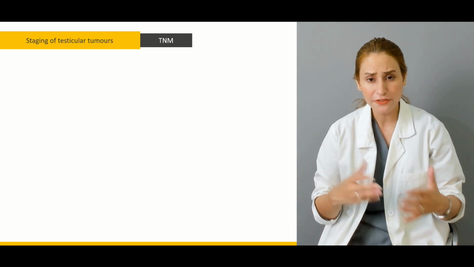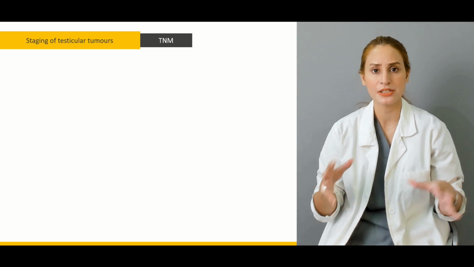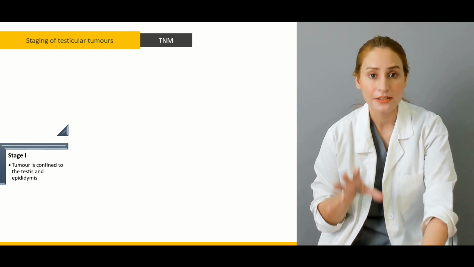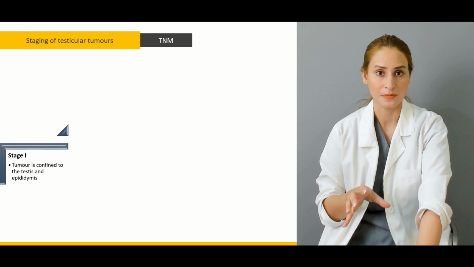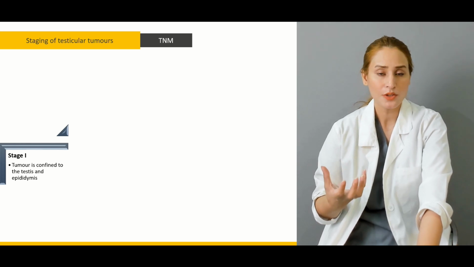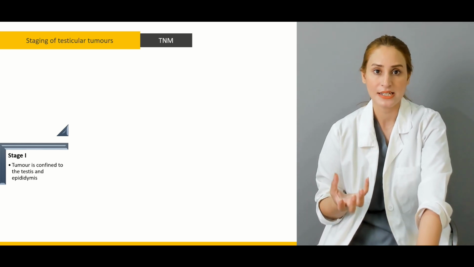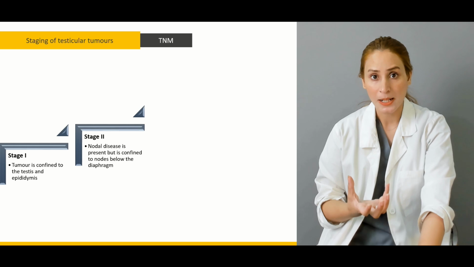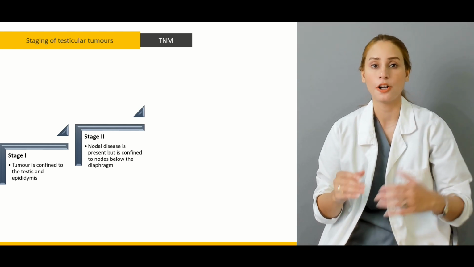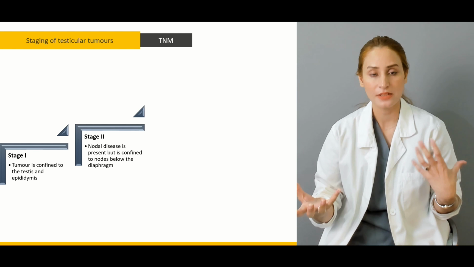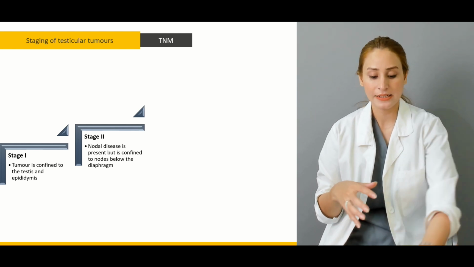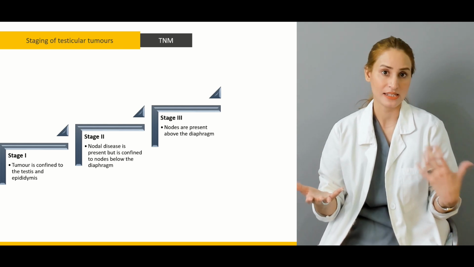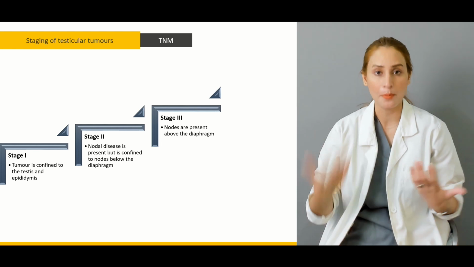And there are 4 stages of the testicular tumor: stage 1, 2, 3, and 4, right? Stage 1 tumors are confined to the testes and epididymis, so they're early tumors, involving just the testes and local invasion of the epididymis. Stage 2, the nodal disease is present, but the nodes are confined below the diaphragm.